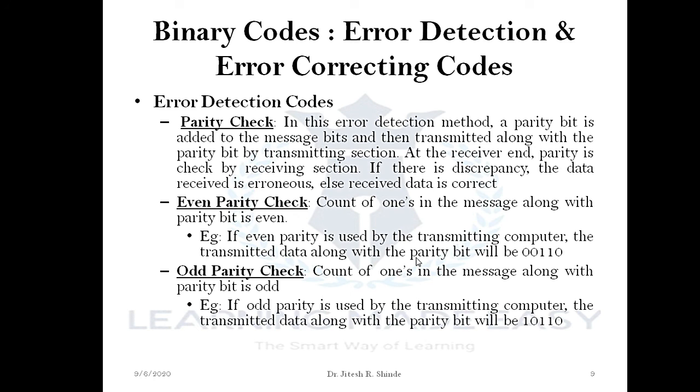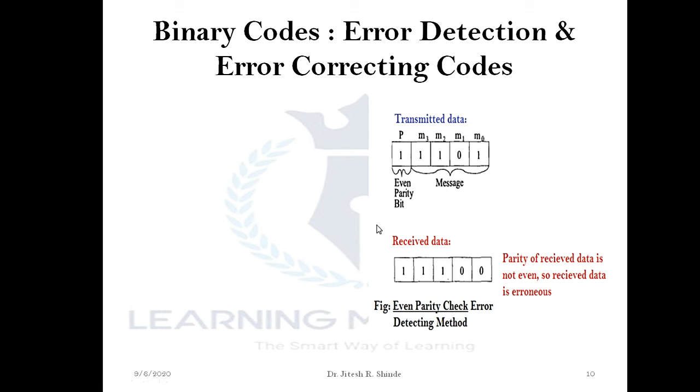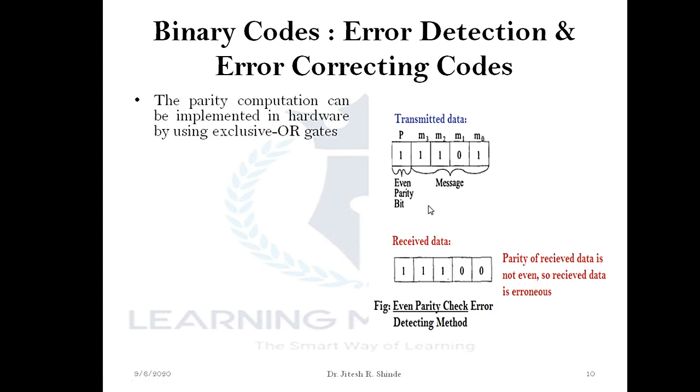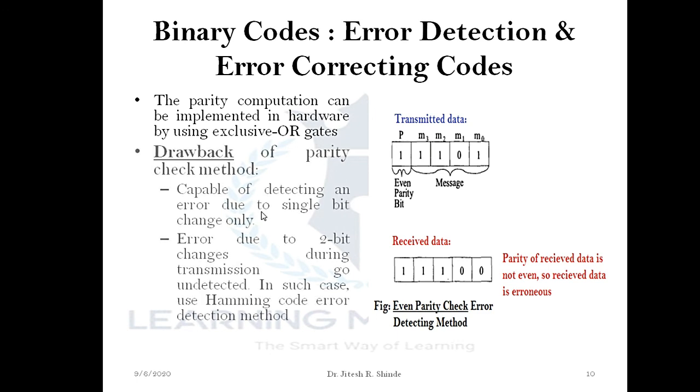I already explained this concept just now. This is the example related to the parity check method. The parity computation can be implemented in hardware by using an exclusive OR gate, that is, an XOR gate. What an XOR gate is will be the topic of our discussion in the upcoming session. But just remember that for the parity check method, the XOR gate is being used. Drawback: it is capable of detecting the error only up to 1 bit.